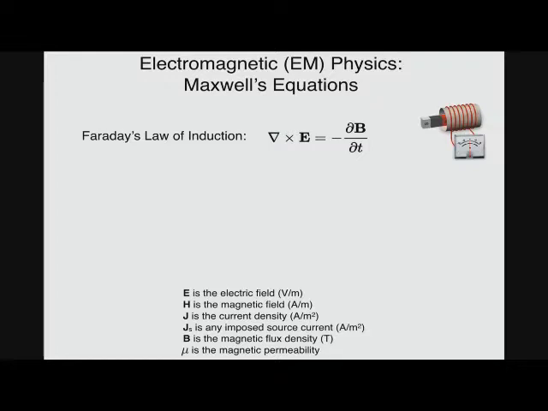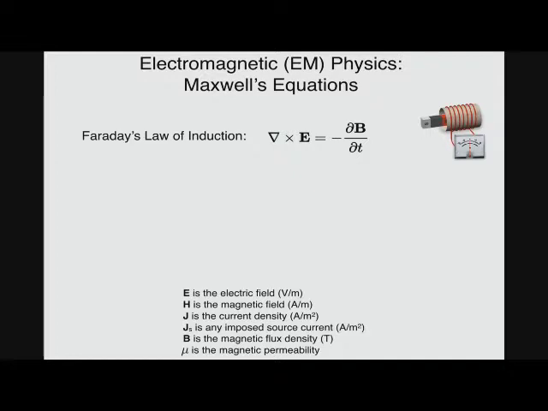So the most important equation for EM physics is Faraday's law of induction, which some of you may be familiar with. And that simply says that if you have a time-varying magnetic field, this is dB/dt, one of the magnetic field quantities, you'll generate this electric field. If you're not familiar with vector calculus, this is called the curl operator. Basically it says that this electric field is solenoidal. It wraps around a line of current or a line of the magnetic field.